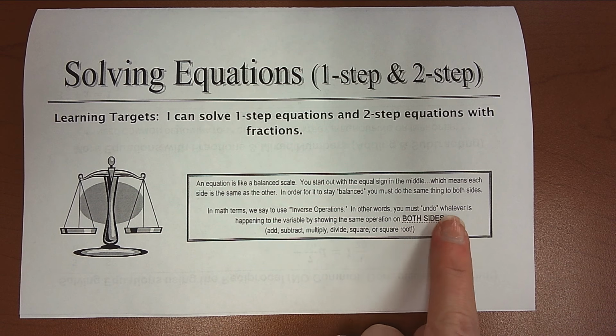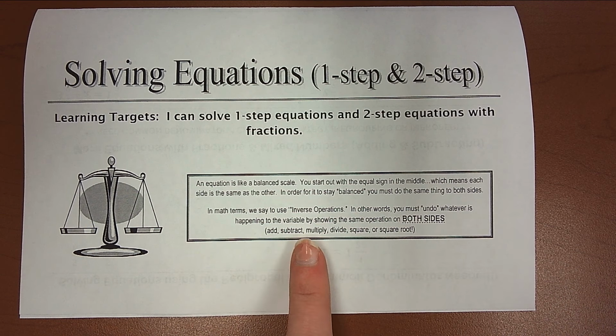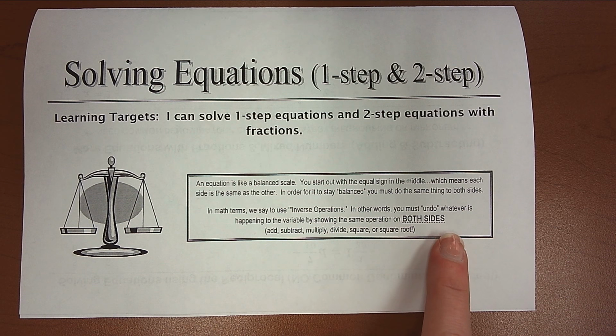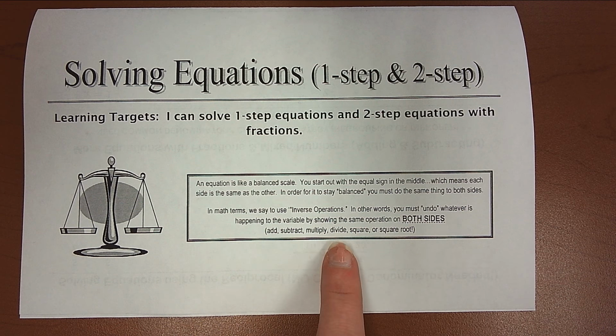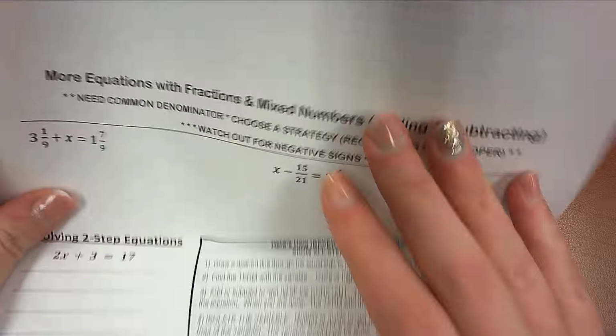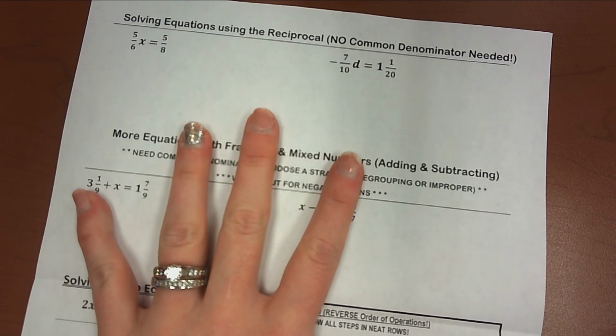In other words, you must undo whatever is happening to the variable by showing the same operation on both sides: add, subtract, multiply, divide, square, or square root. So add and subtract are inverse, multiply and divide are inverse, and square and square root are inverse. So let's look at a couple examples here at the beginning.